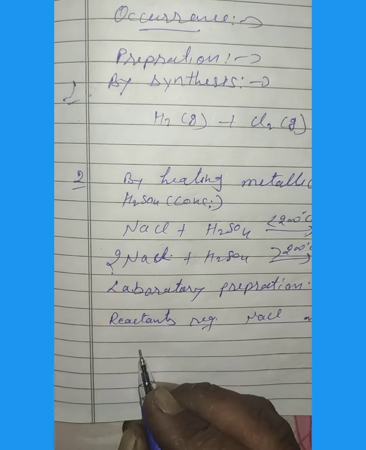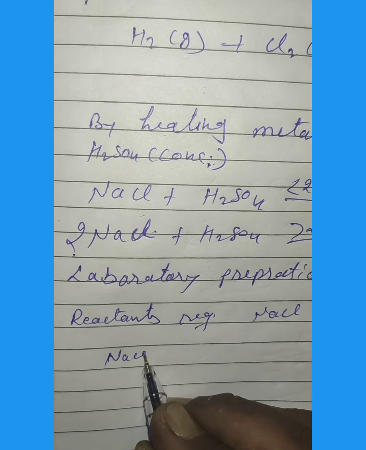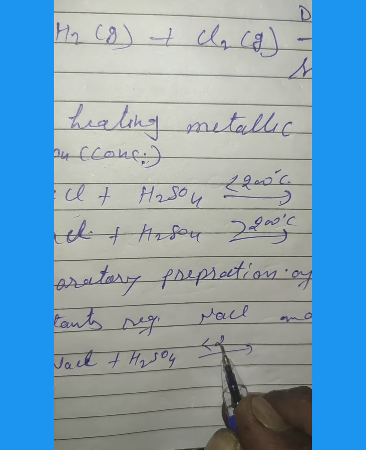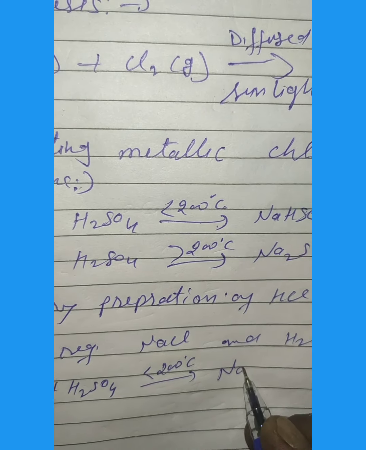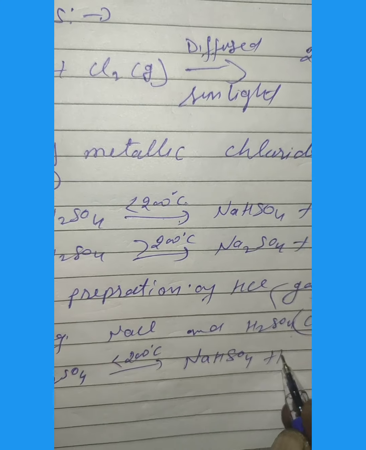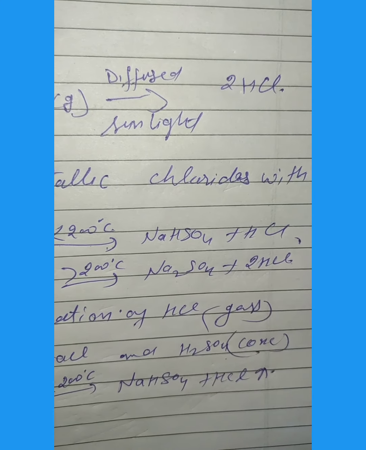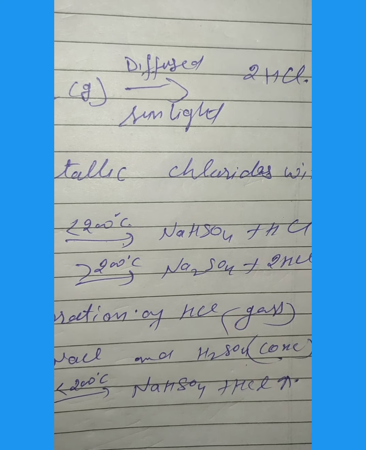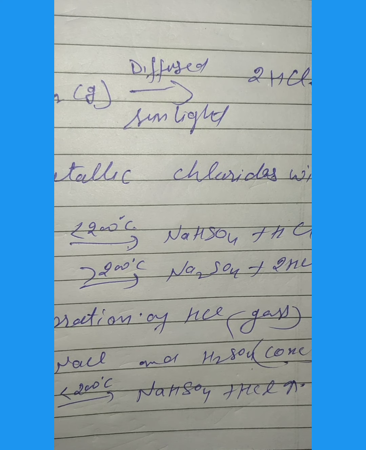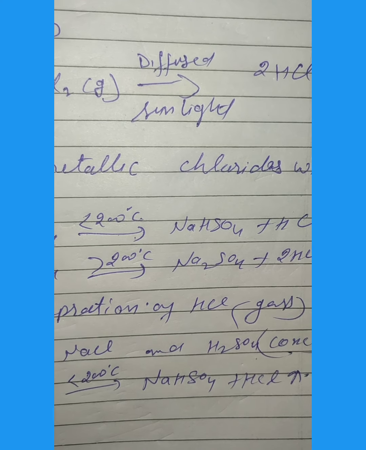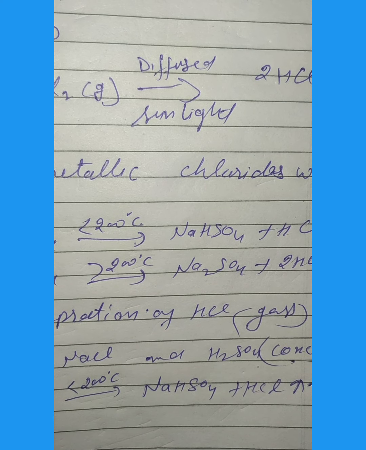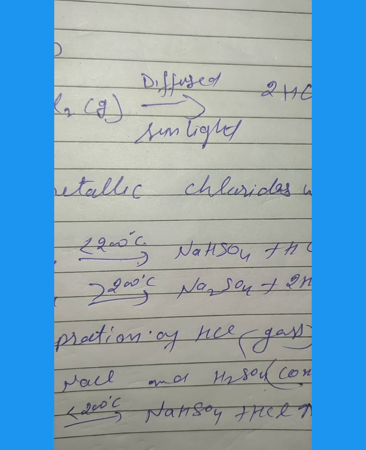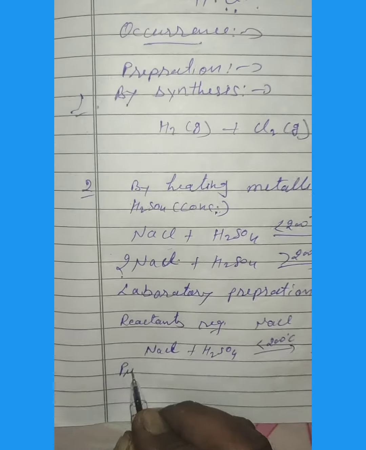So the reaction that takes place is sodium chloride plus concentrated sulfuric acid, at a temperature below 200 degrees Celsius, gives sodium bisulfate plus HCl. It is a reversible reaction, but it goes to completion as hydrogen chloride continually escapes as a gas. Remember that sodium chloride is cheap and thus it is preferred for the preparation of HCl over other metal chlorides.